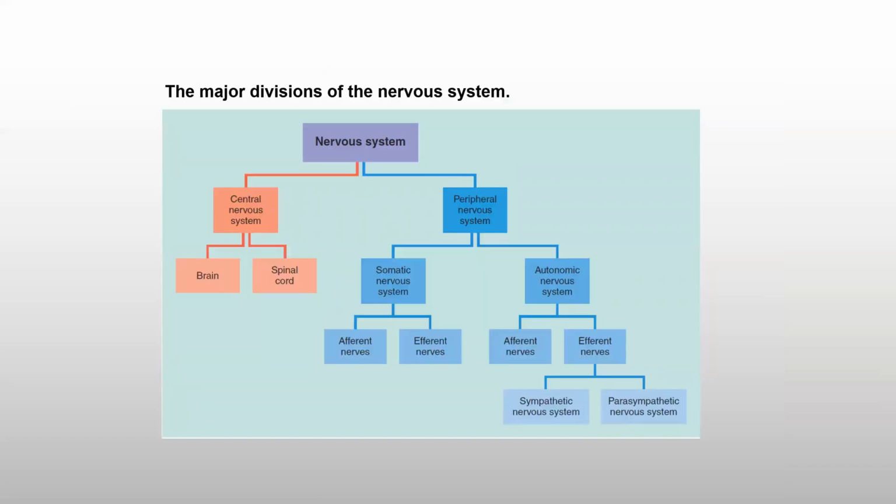So here are the major divisions of the nervous system all in one graphic for you. The nervous system, again, is broken down into central nervous system and peripheral nervous system. The central nervous system is just the brain and spinal cord. And so everything else aside from brain and spinal cord is peripheral nervous system. And then that's broken down into the somatic, the autonomic, and then the autonomic is again broken down into sympathetic and parasympathetic.